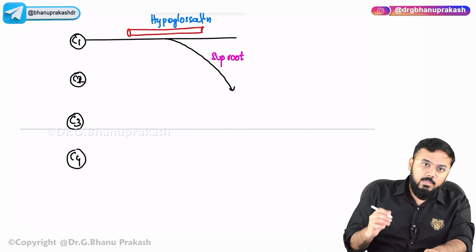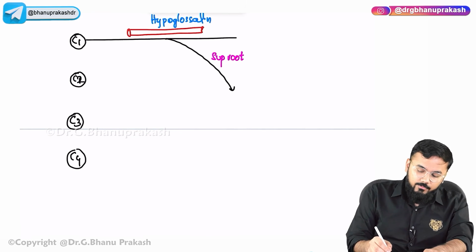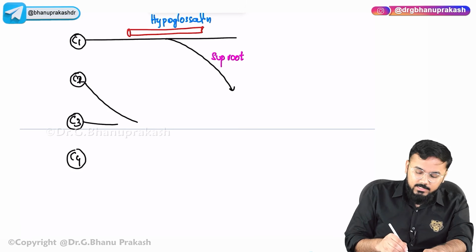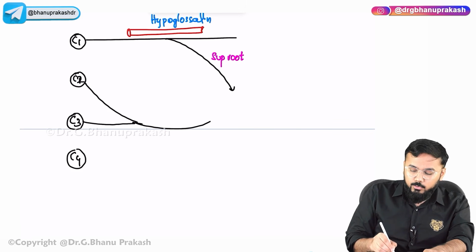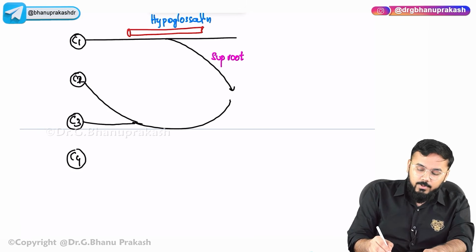Next, from C2 as well as C3 together, it gives out a branch like this, and this branch is called the inferior root.